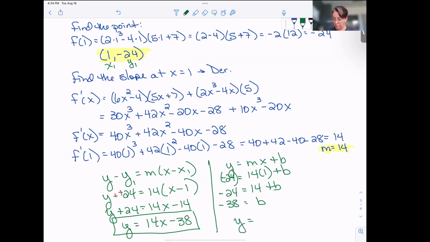Now we can plug it back in. Slope was 14, b value was a negative 38. Notice we get the same thing, okay? So this is an or, you don't have to do it twice.